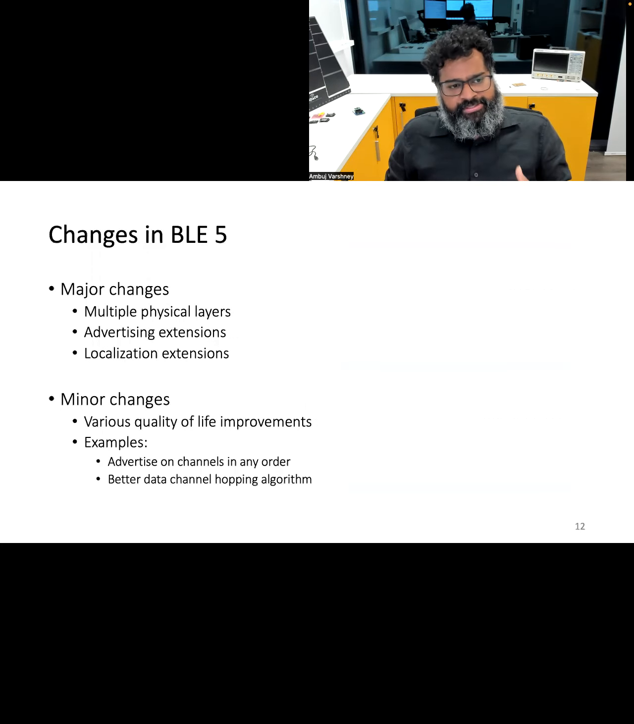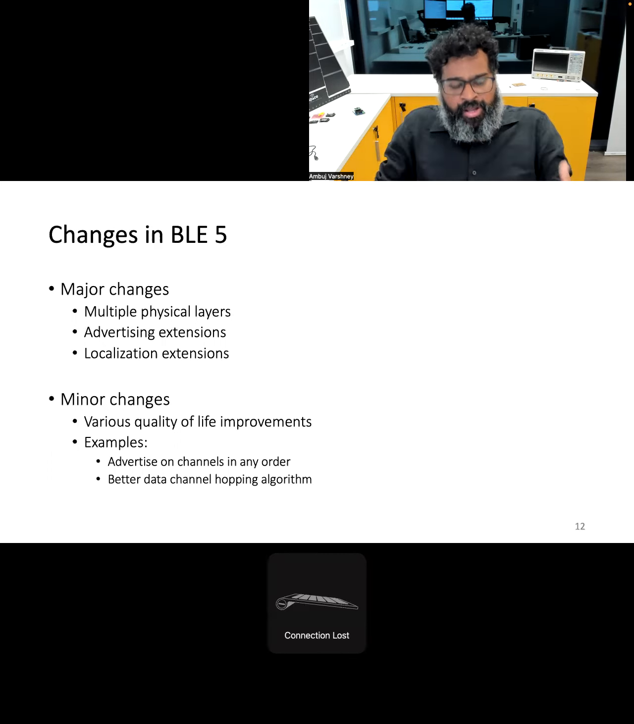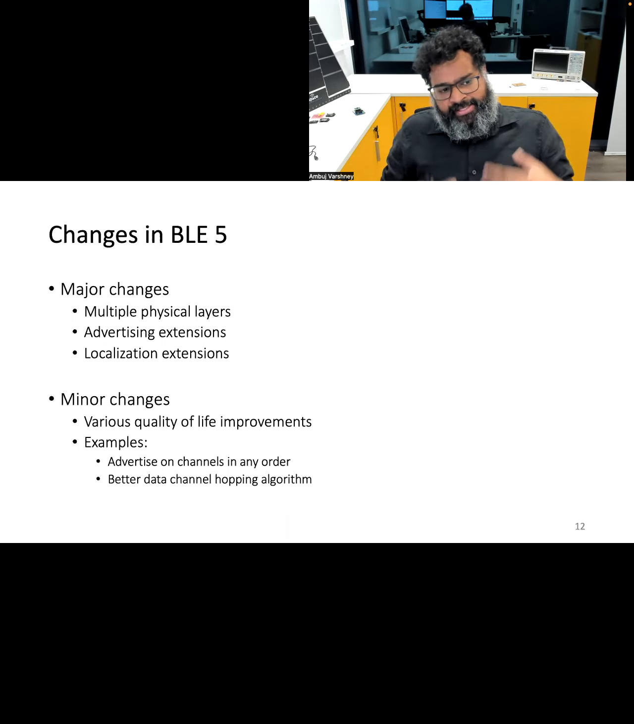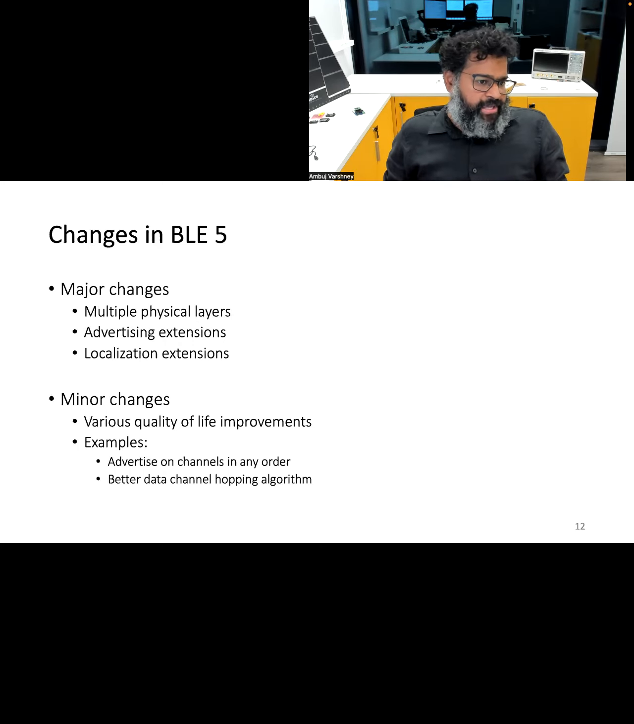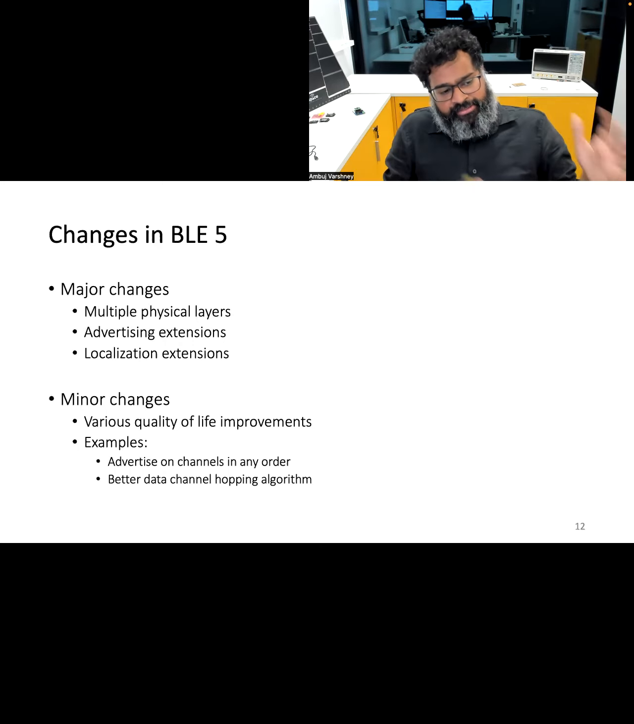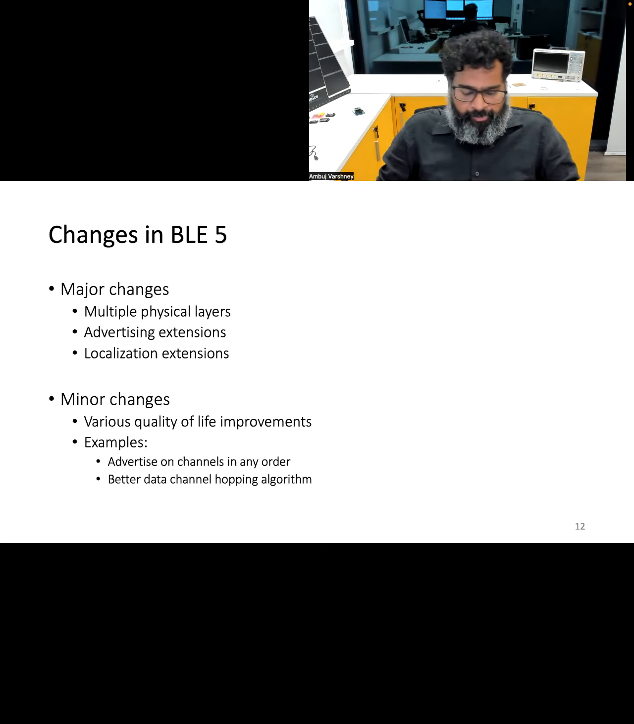Next, we briefly look at Bluetooth's emerging standard, which is called Bluetooth 5. You are going to see more and more devices use this particular standard in the real world. This standard introduces a number of major changes. For example, it supports multiple different physical layers. It has an advertising extension that allows you to send a lot of data. And as we discussed in the previous lecture, it supports localization using angle of arrival. It also has several other minor changes, which we are not going to talk about.